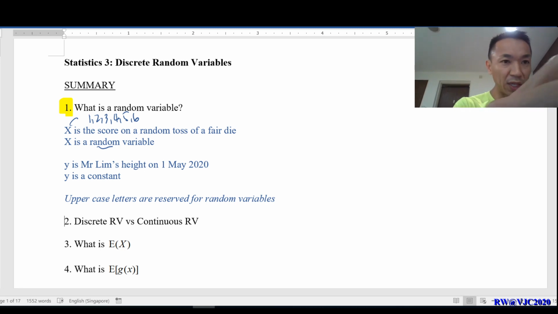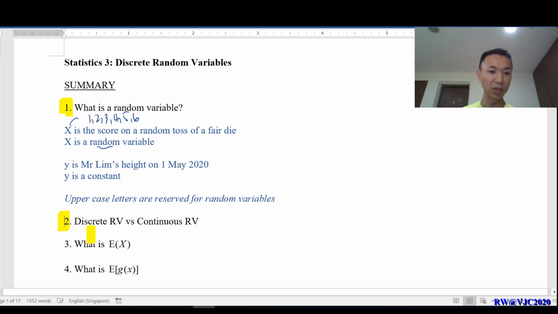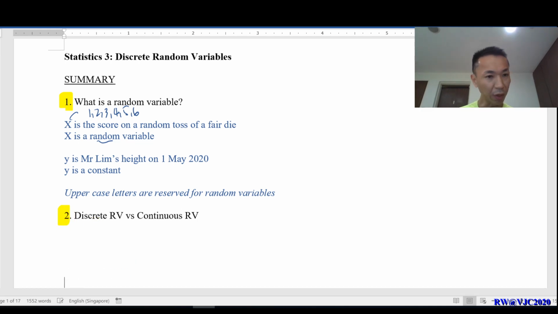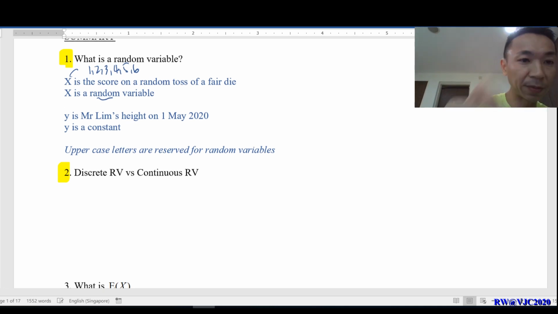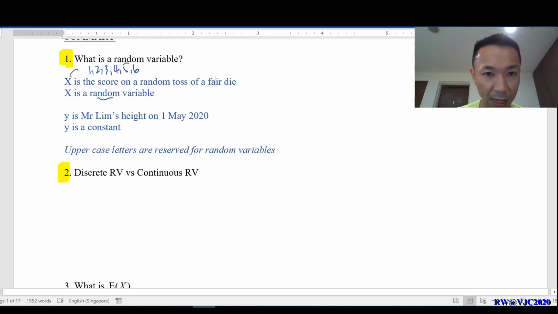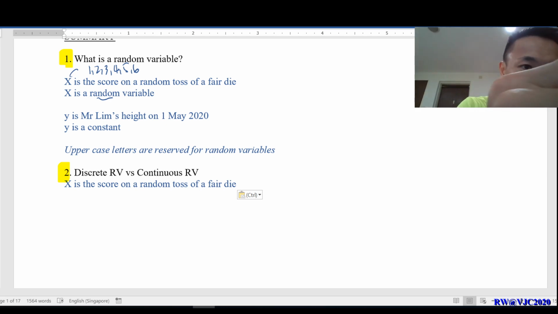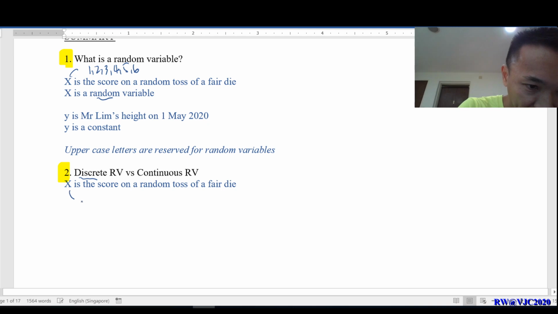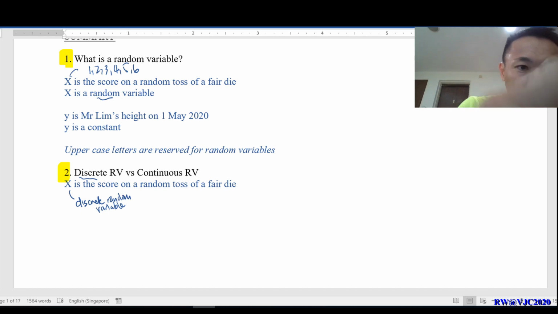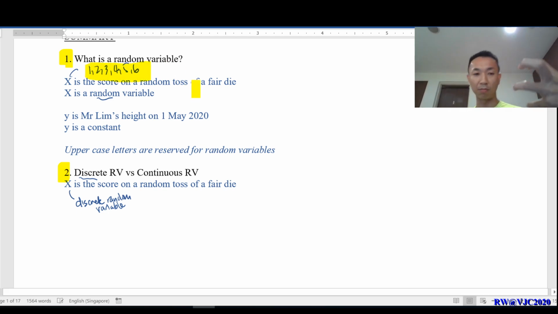What is the difference between discrete random variable and continuous random variable? Just quick one. If I use the same example, x is the score on a random toss of a fair die, obviously, x is a discrete random variable. Why? Because as I said just now, x can only take on a fixed number of outcomes: 1, 2, 3, 4, 5, or 6.